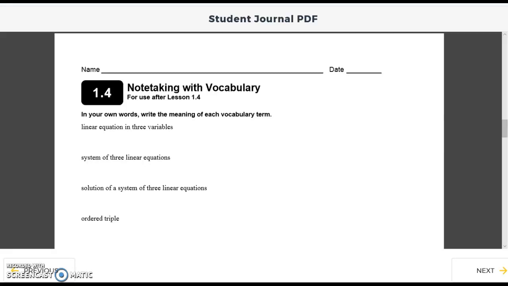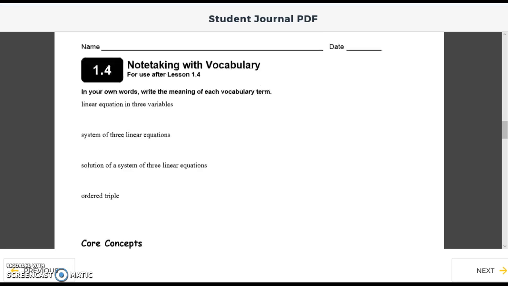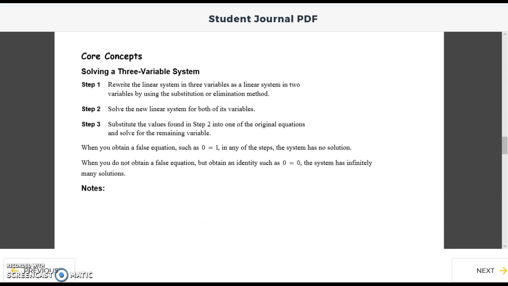Today we're going to begin section 1.4. Here we will be eliminating and solving systems in 3 variables. First, turn to page 20 of your journal and copy down the definitions. Next, read through the 3 steps of solving a 3-variable system. Now let's look at some examples.